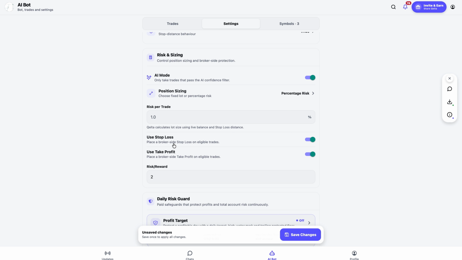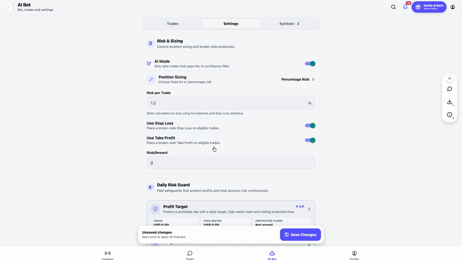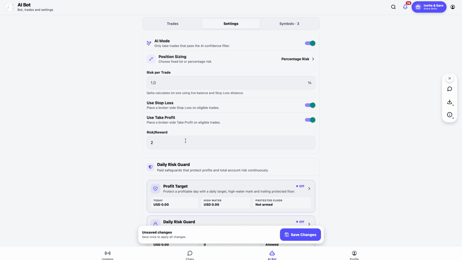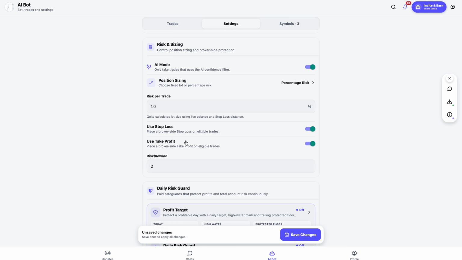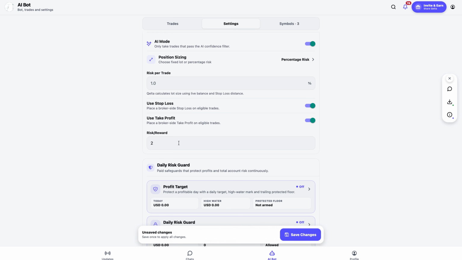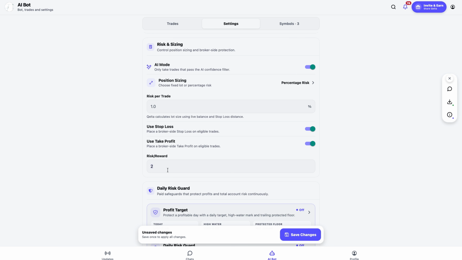You are also using stop loss and breakeven, which is on. And then on risk reward, I personally use 1:2. So if your risk to reward is 1:2, just put 2 here. If your risk to reward is 1:3, just put 3 here. I avoid using risk to reward which is too big.